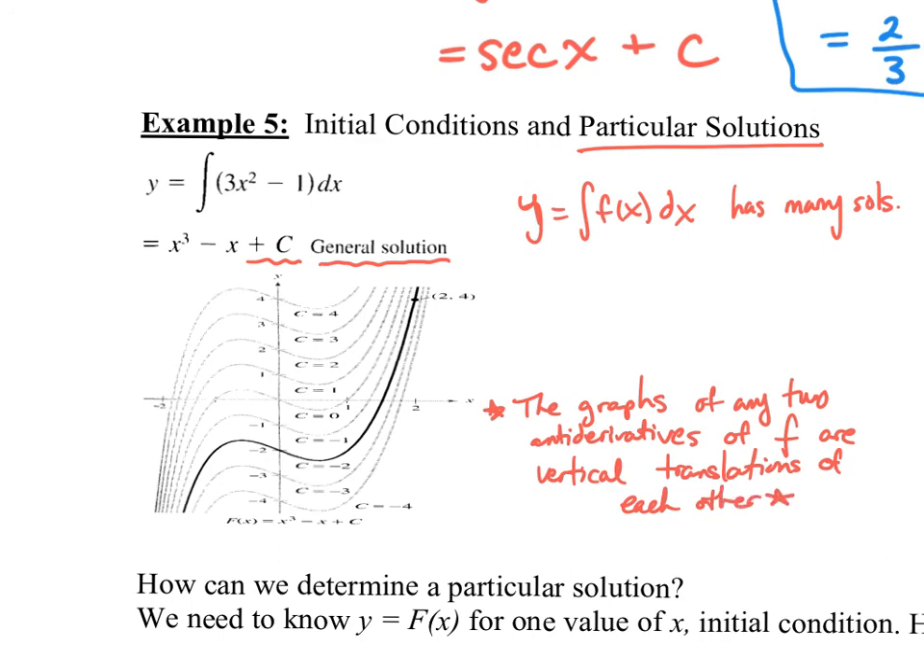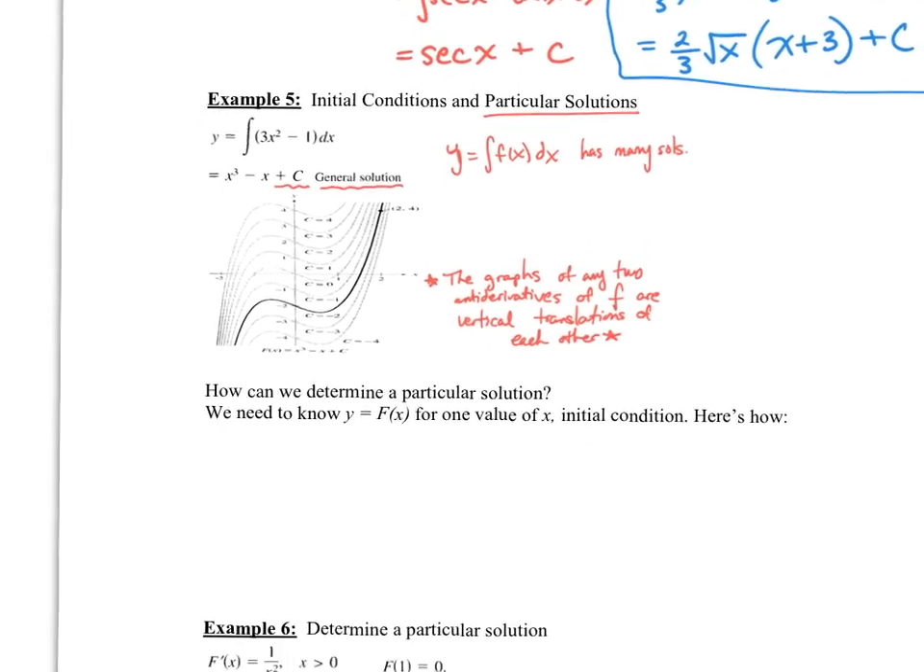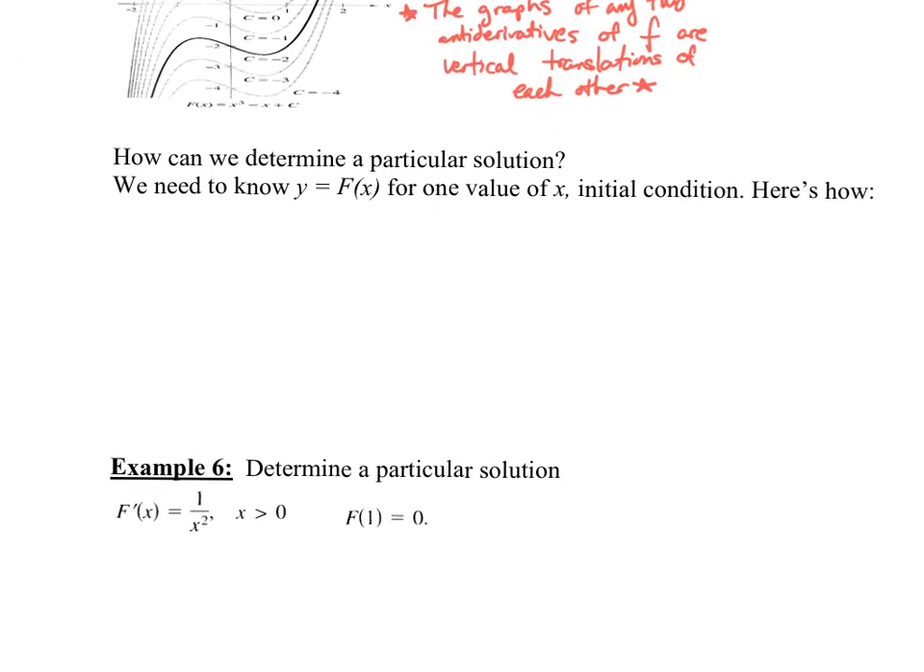Okay, and we'll go into this a bit more in the next few days. How can we determine a particular solution? So we need to know what y equals f of x is for one value of x. That's considered the initial condition. So for example, in the above figure, only one curve passes through the point 2, 4.